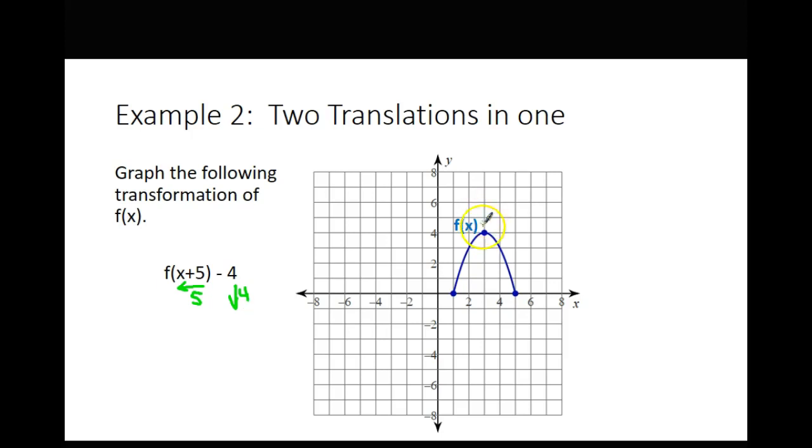So for every point, we're going to go left 5 and down 4. Oh, this is so easy. So I did this one, so I'm going to cross that off. Now I'm going to do the next one. Left 5, down 4.